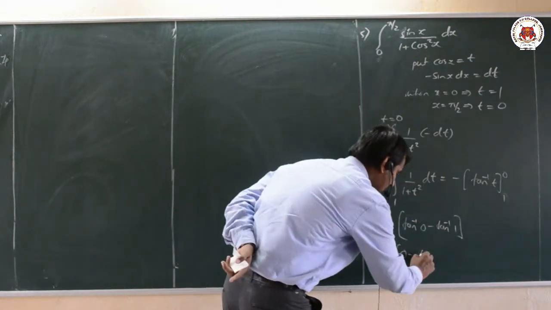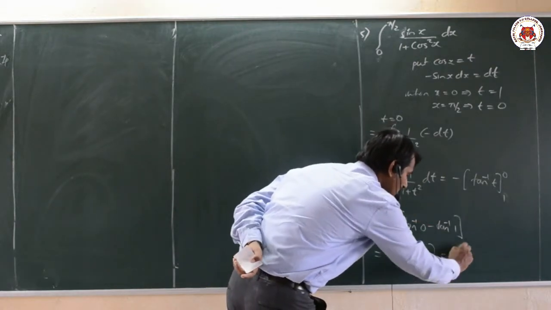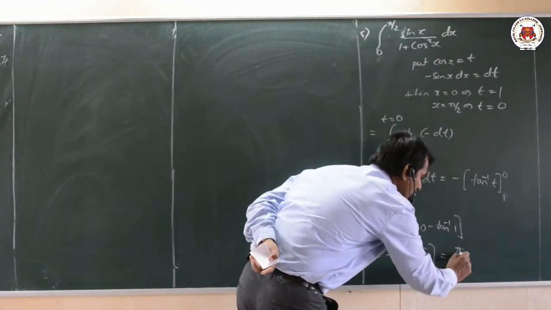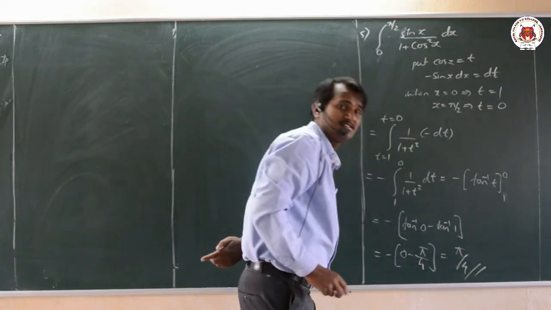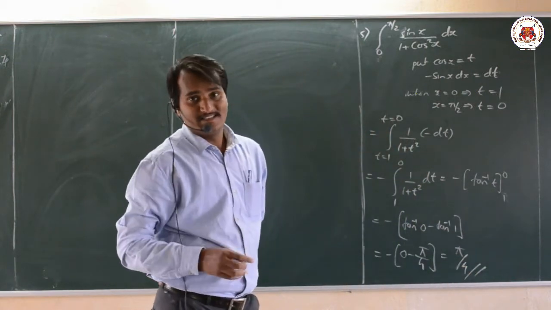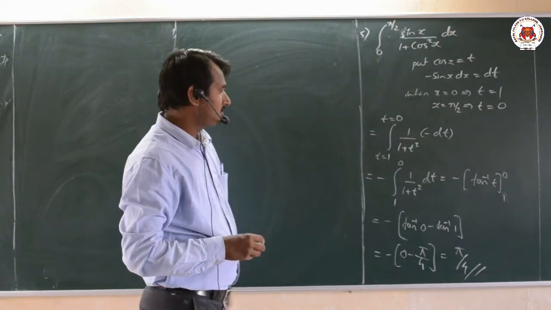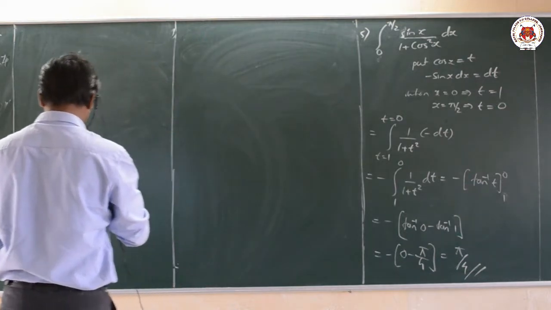Tan inverse of 1 is nothing but pi by 4. So what is the answer here? Pi by 4 is your required answer. Very, very simple and easy example here. Okay, dear students, now let us move on to the next example.